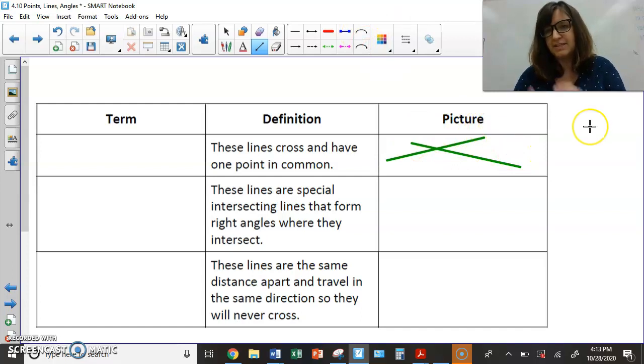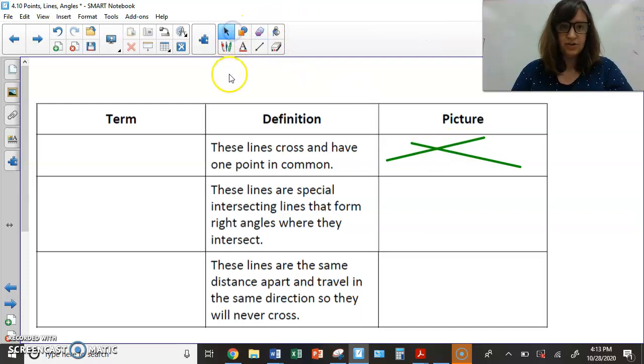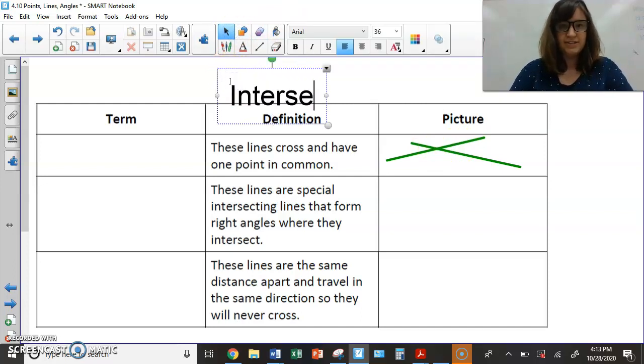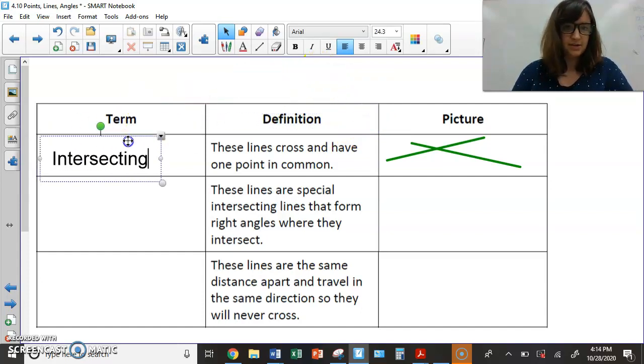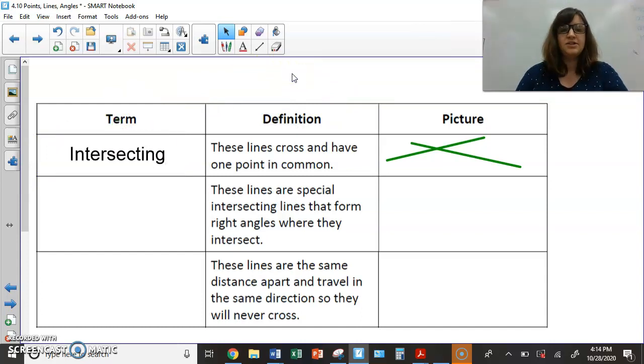These two are line segments. They don't have arrows, but I can represent these with lines, line segments, or rays. So this is their one point that they have in common. These lines are called intersecting lines. Okay, intersecting lines. Okay, or line segments or rays. And so they cross at any point, okay?